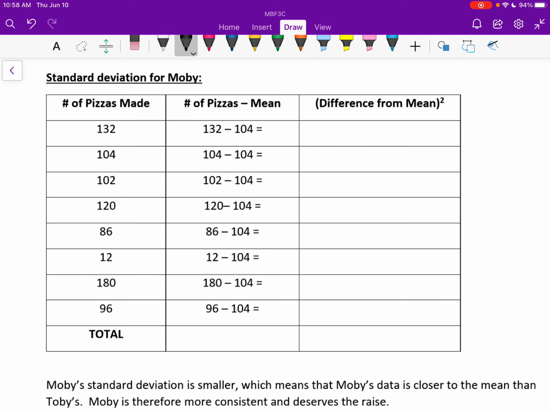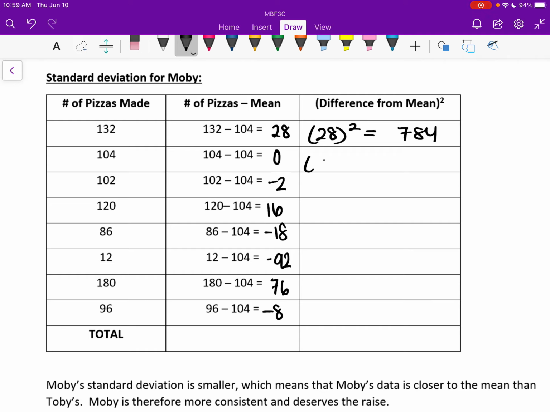I actually went in and wrote in whatever your calculations were going to be, so we just need to fill them out. So I did 132 minus 104, which is again the mean for Moby, right? Which is going to be 28. And then 104 is 0, negative 2, 16, negative 18, negative 92, 76, and negative 8, right? So then I'm just going to take 28, square it, and that's going to give me 784.